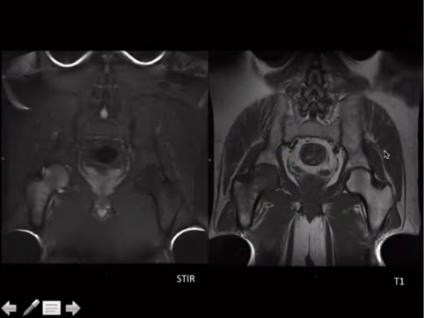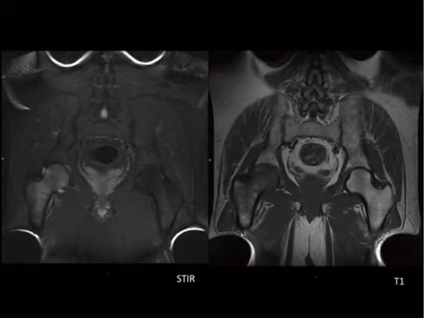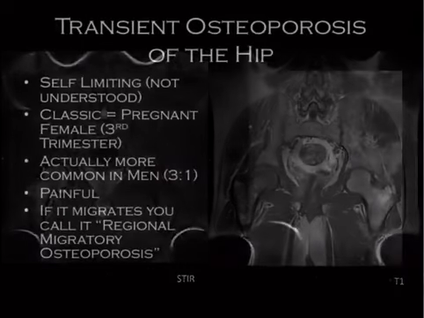All right, done with the elbow, mercifully. Now we're going to move into the hip. We've got a STIR showing you high signal here. T1, I'll tell you that there's no collapse or anything like that here. I'll tell you that this person has had no trauma. I'll tell you that this person may be pregnant or was pregnant or something like that.